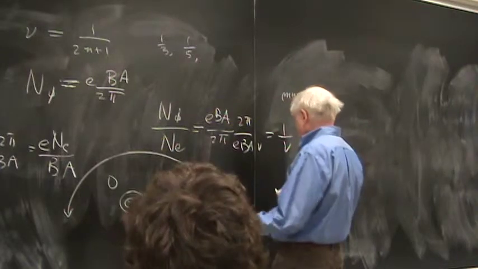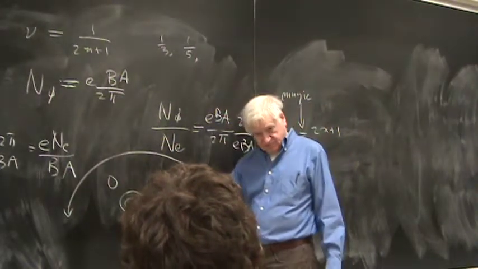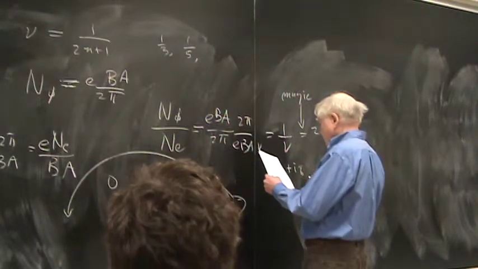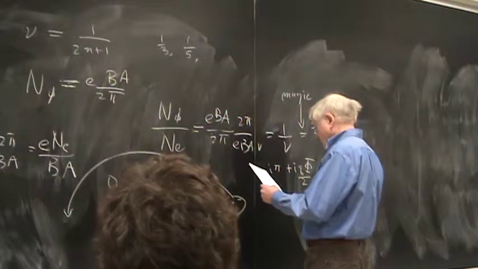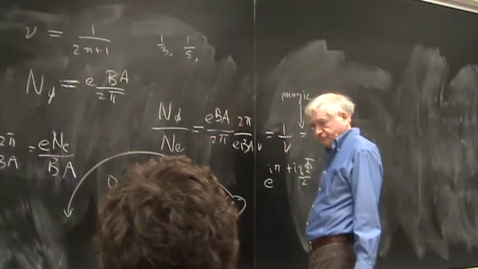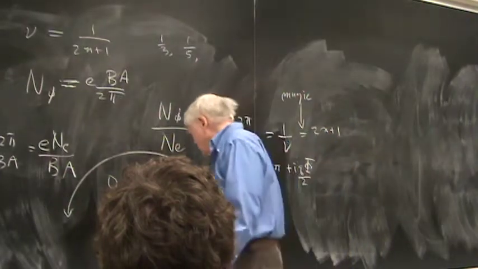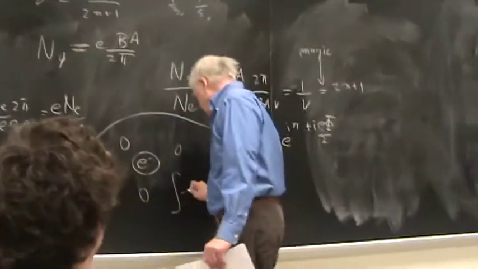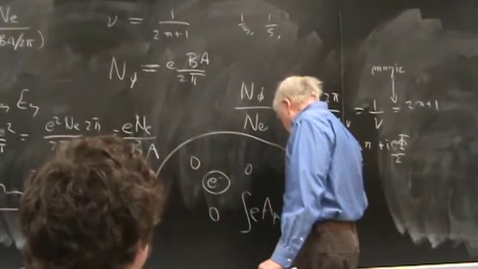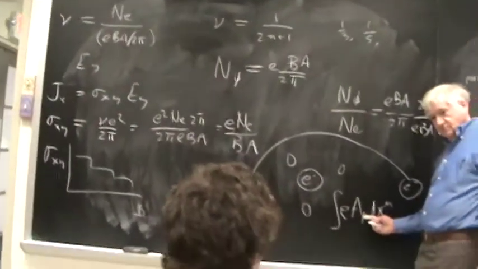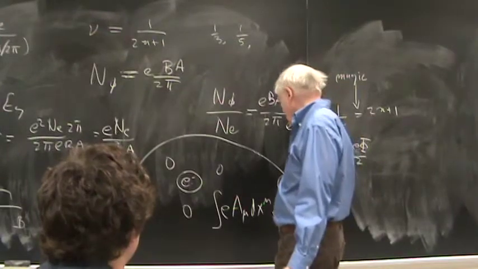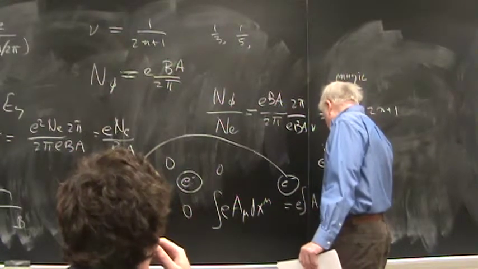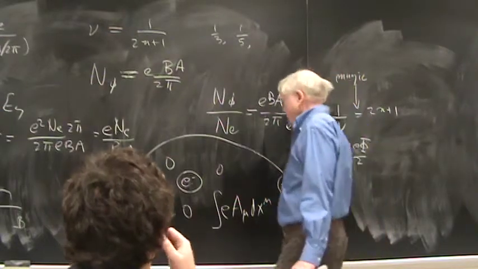What's the phase? Well, first of all, there's an e to the i pi because they're both fermions. And then there's an i Q V over 2. It's over 2 because we're just doing pi. What is this phase? This Q, of course, is e, so I can write this as e times the integral of A mu dx mu. That's the extra phase. Remember, that's the term in the action. So this phase is e integral A phi d phi, and we're going from 0 to pi.